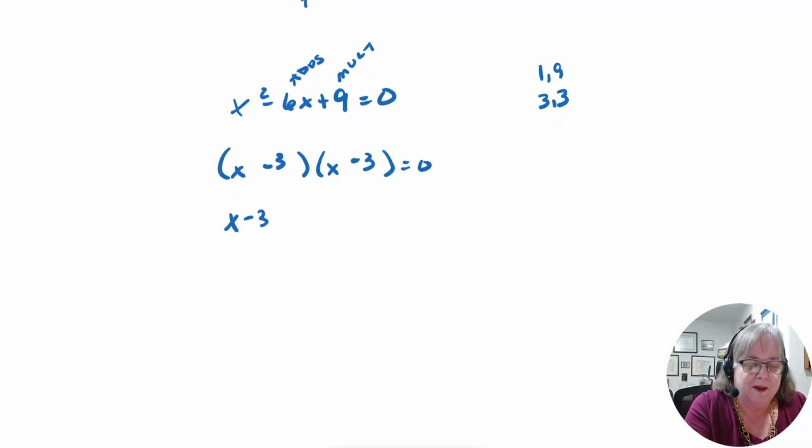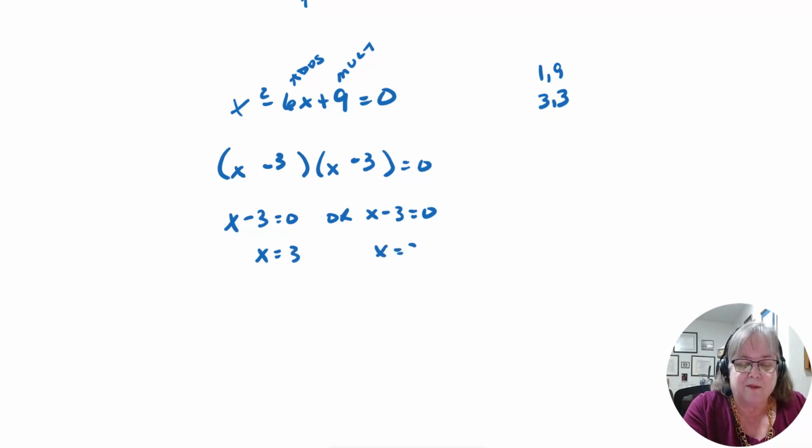So either x minus 3 is 0, or this x minus 3 is 0. So x is 3. I got the same number twice, right? So my answer is just 3, because we don't want to repeat it.